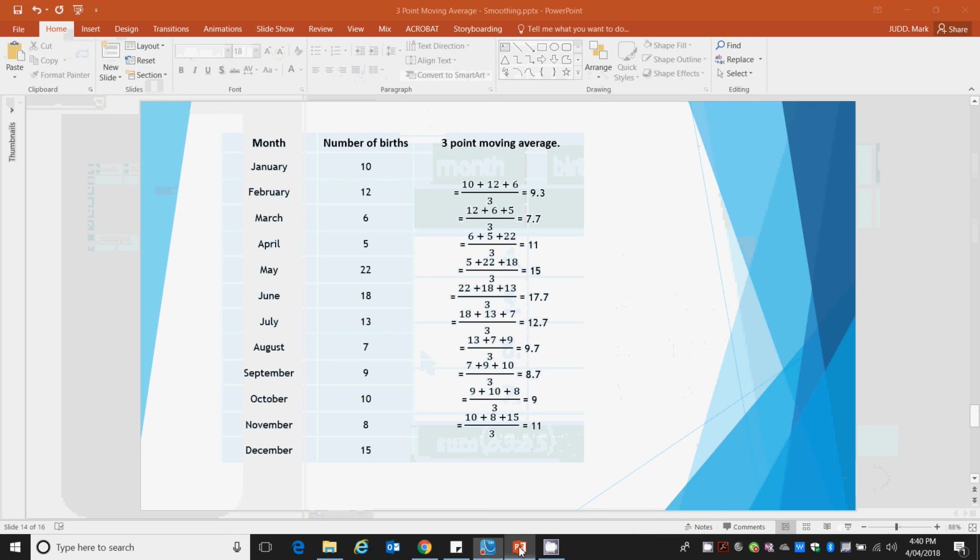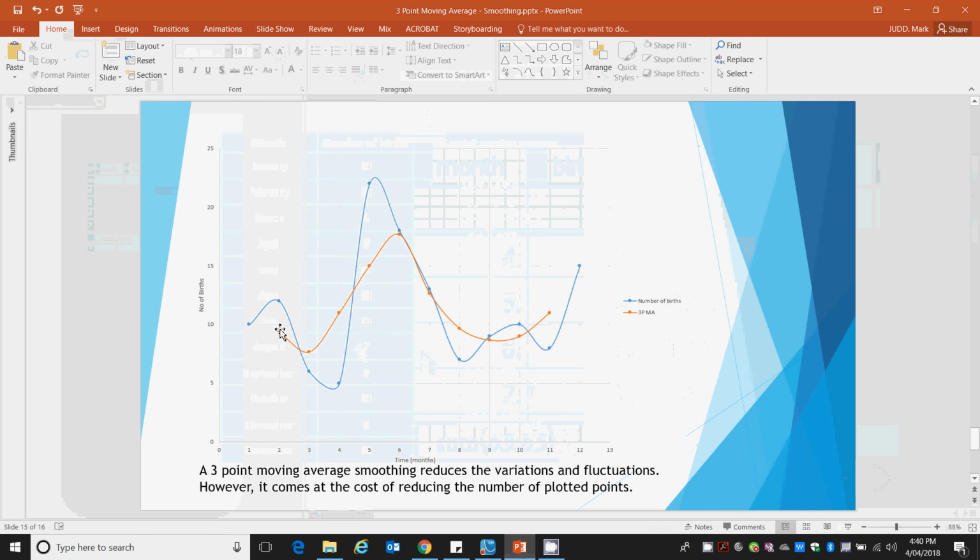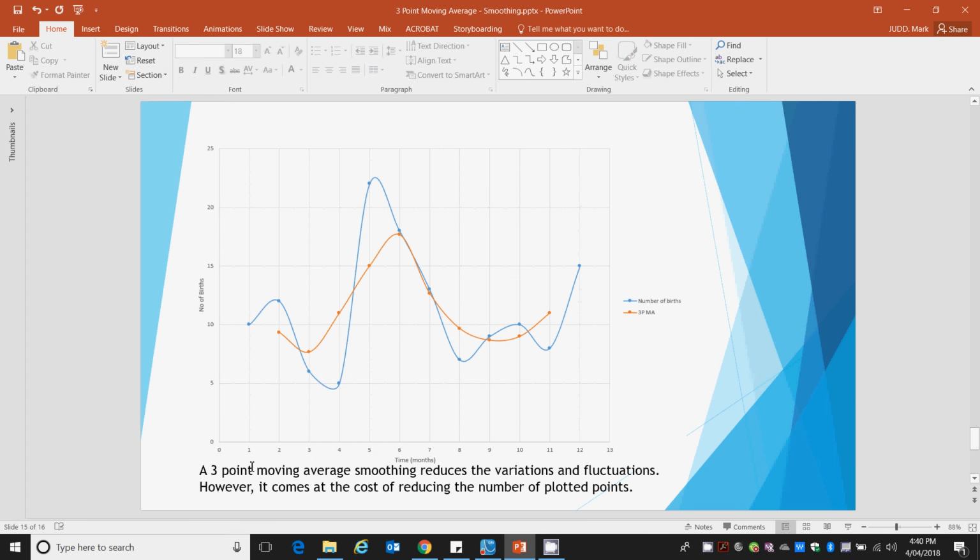Next, we go back to our PowerPoint. We can show you what that looks like graphically. So we can see our time codes 1, 2, 3 representing the months. This is our original births for each month, the blue graph. And now our smooth, where we lose our first point and our last point because it's a 3-point moving smooth. We can see here that it's reduced the amount of variation. It's not perfectly linear, but it has reduced these extreme values of 22 and 5.